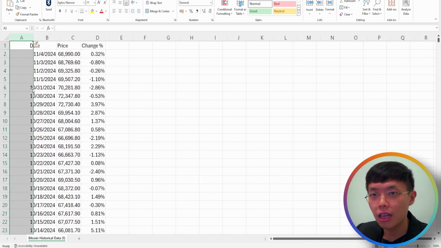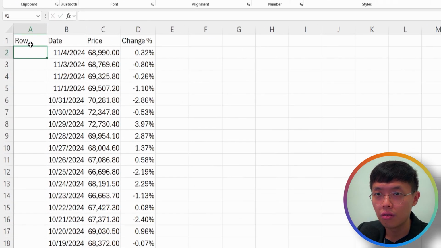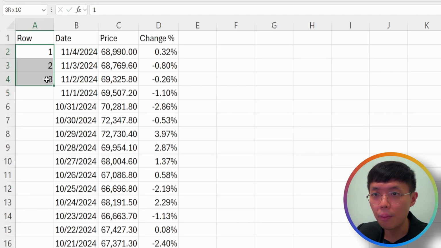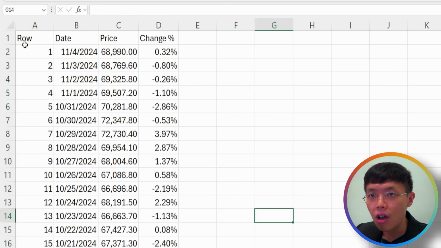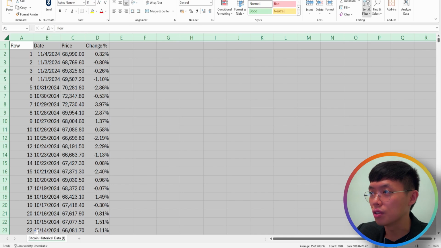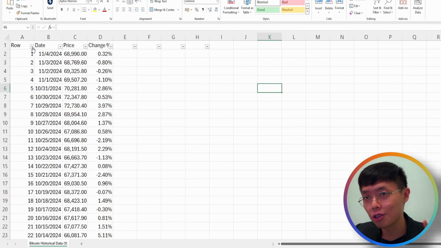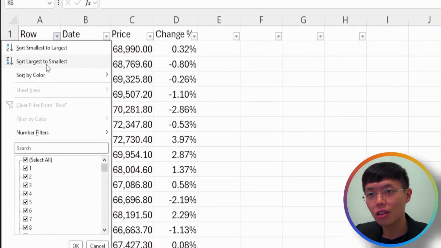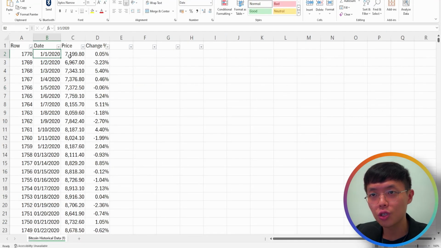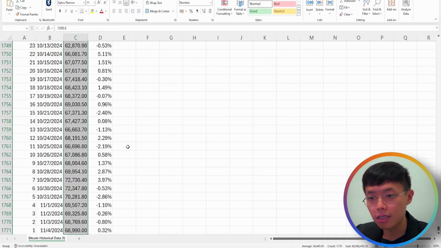Now I'm gonna insert another row and put some numbering. I'm gonna double click on this black dot right here to apply to all. First of all, I need to filter, because I want to have the oldest price at the top and the latest at the bottom. I'm gonna show you guys why later on. So I'm gonna sort largest to smallest, with the oldest date price at the top, and the latest at the bottom.